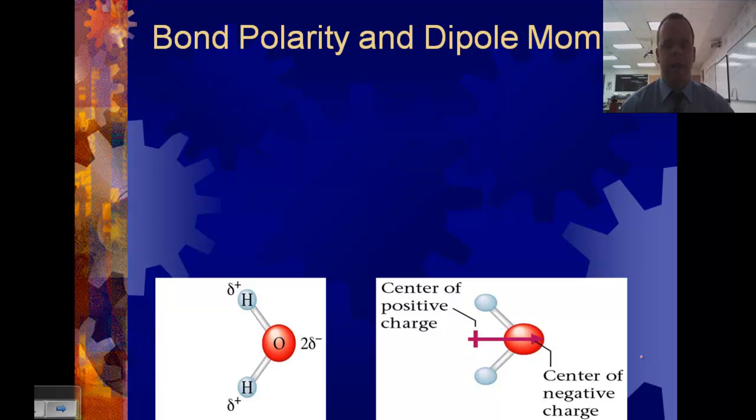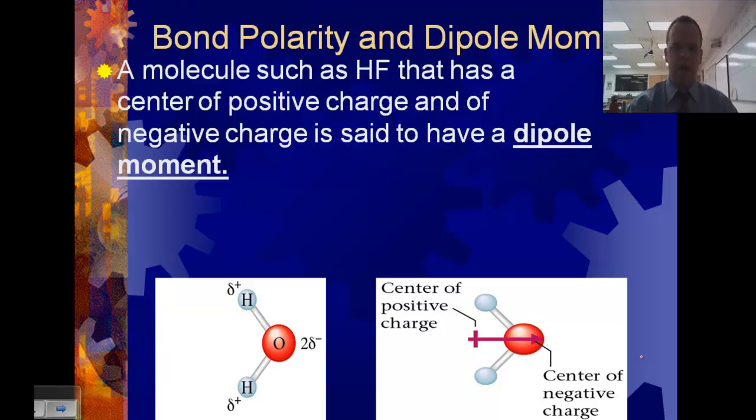The last thing we want to look at in Chapter 12 is bond polarity and molecular polarity. When we started talking about bonds, we saw that some bonds that are formed are polar covalent, meaning that they create a partial negative and partial positive charge because the electrons spend more time around the more electronegative element and less time around the less electronegative element.